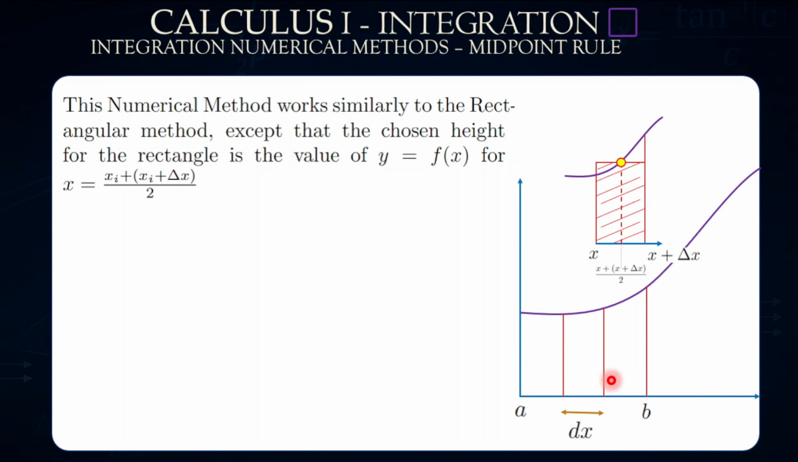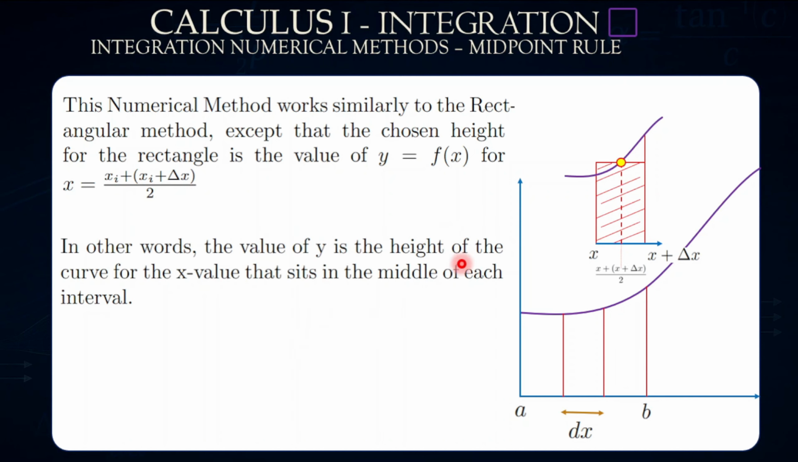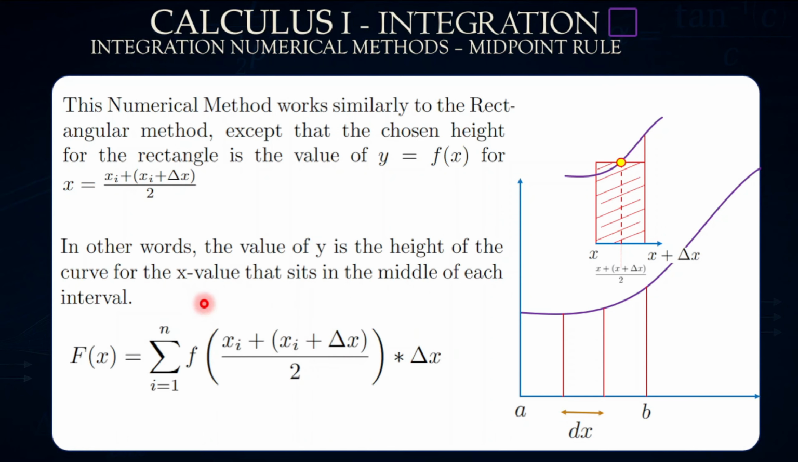Okay, what can you expect? But for a little bit higher number of intervals, you can get a pretty accurate result. In other words, the value of y is the height of the curve for the x value that sits in the middle of each interval, as we mentioned. So what is the formula for that? f(x) is equal to sigma i equal 1 to n, which is the number of slices again, the value of f for the midpoint x, which is xi plus delta x, which is the x to the right, correct?